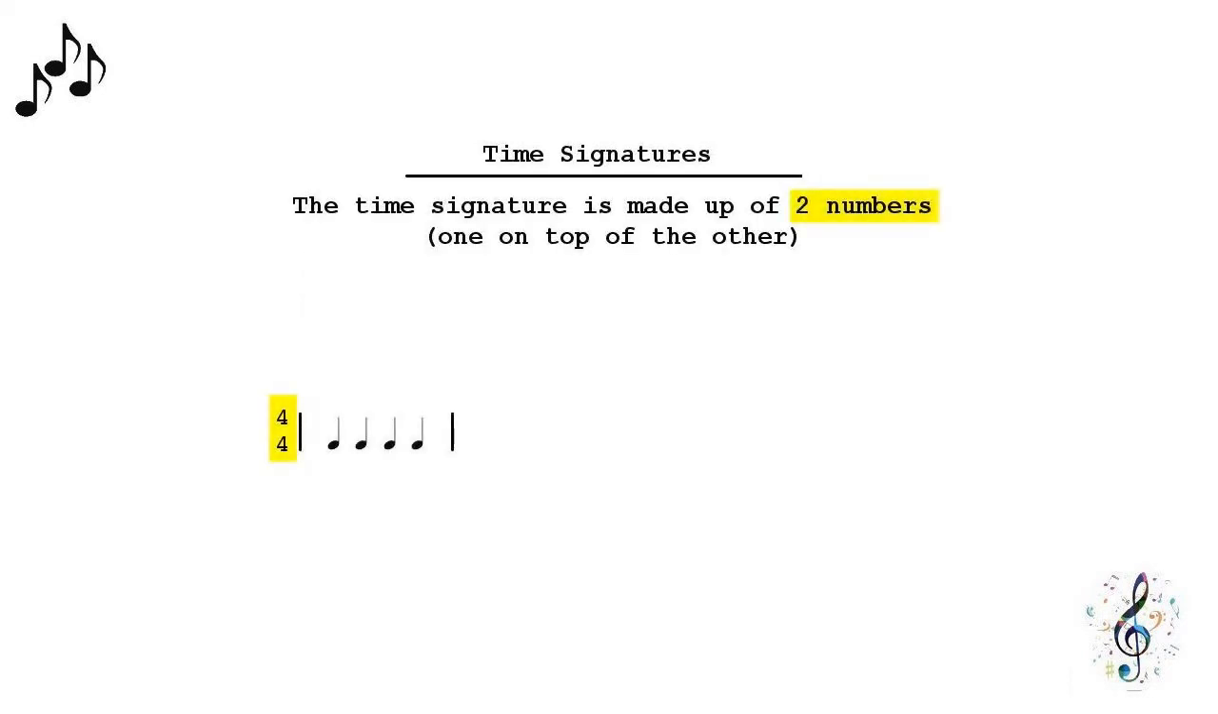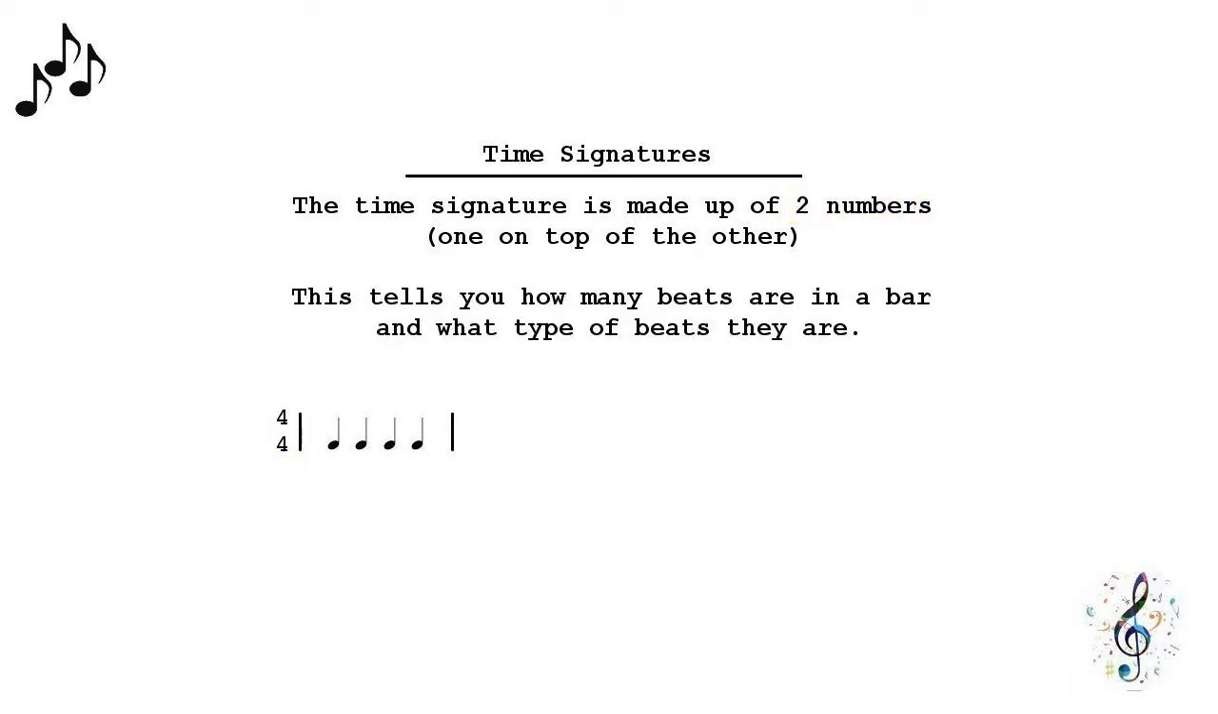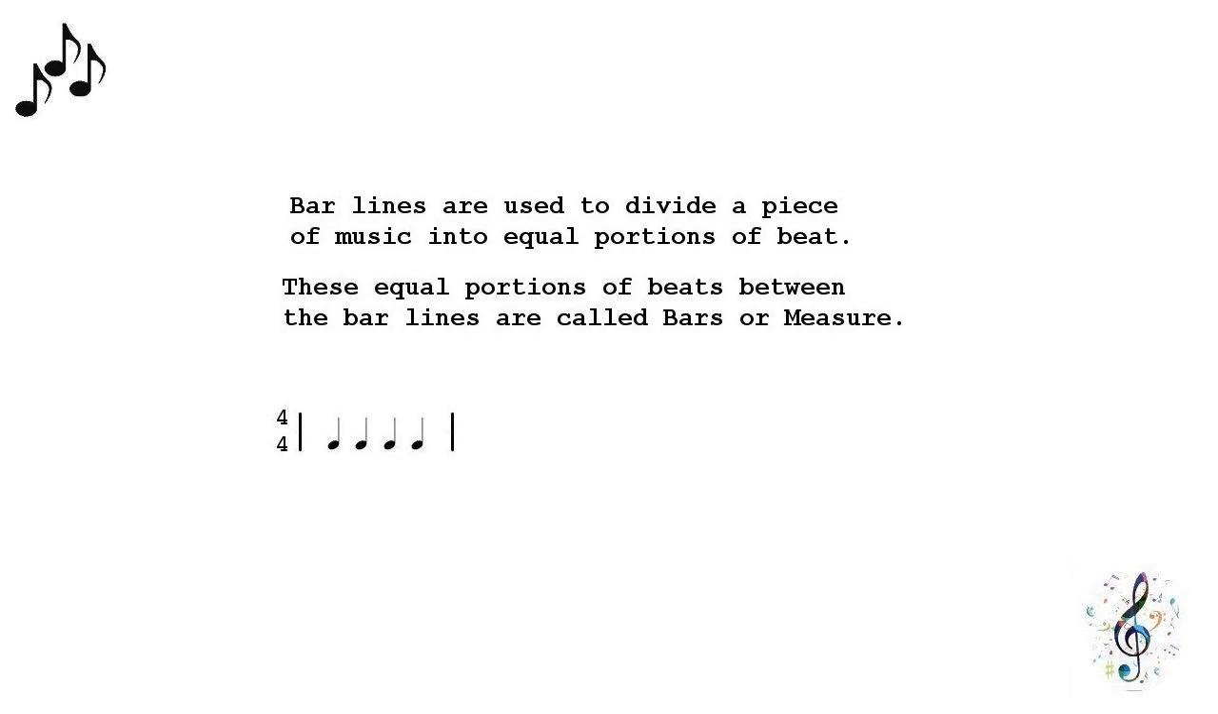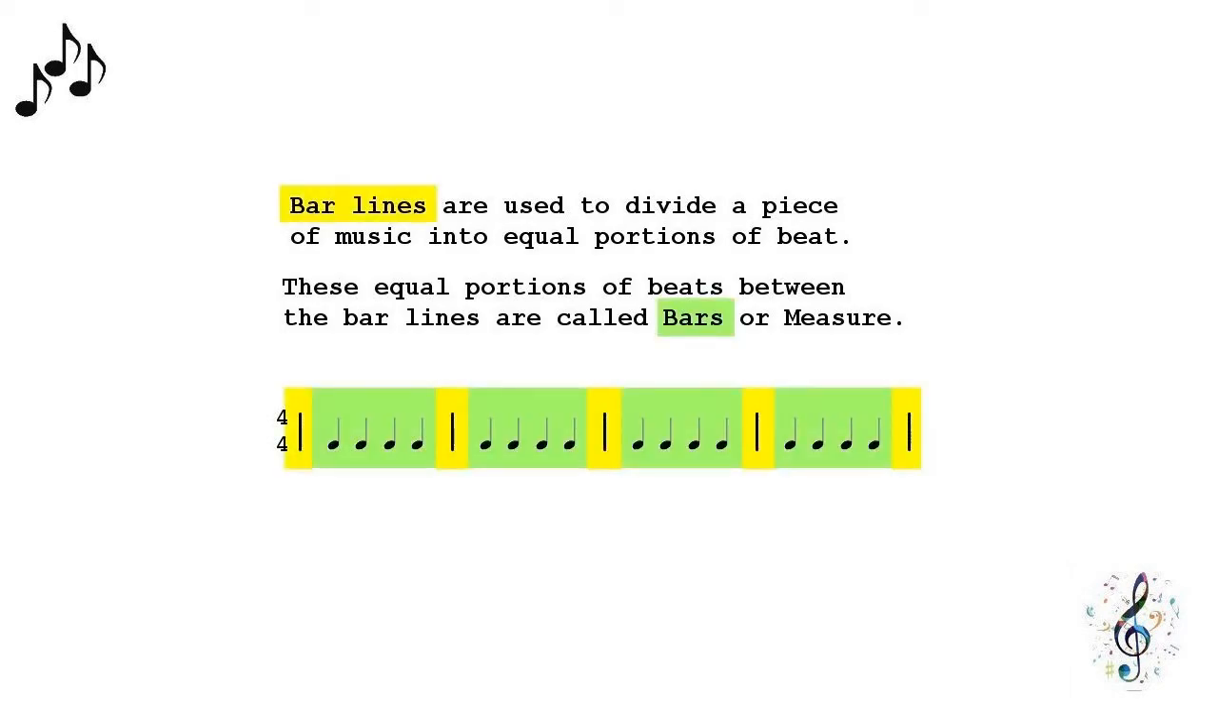The time signature is made up of 2 numbers, one on top of the other. This tells us how many beats are in a bar and what type of beat they are. Bar lines are used to divide a piece of music into equal portions of beat. The equal portions of beats between the bar lines are called bars or measures.